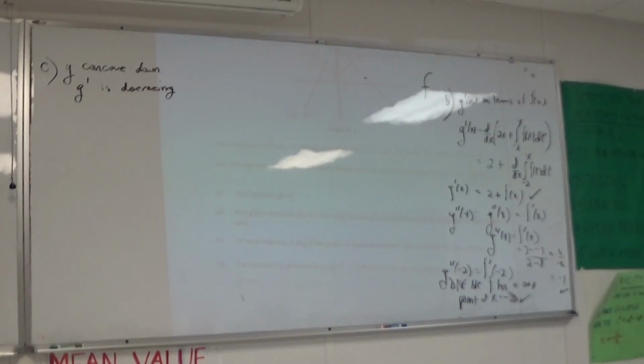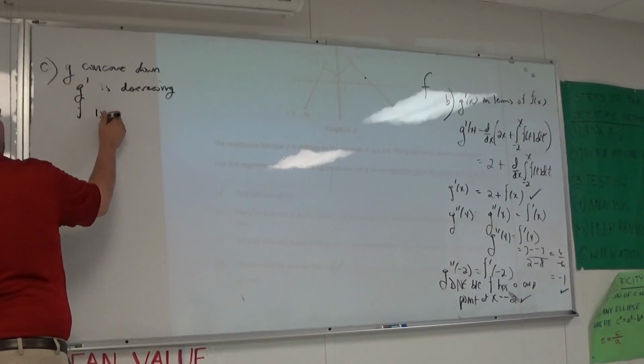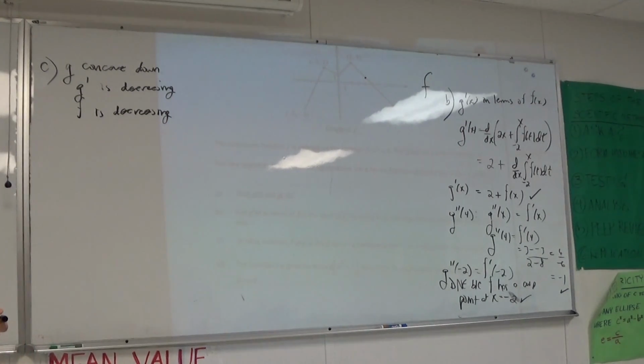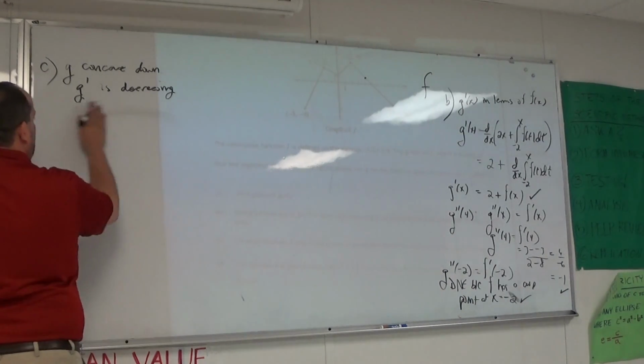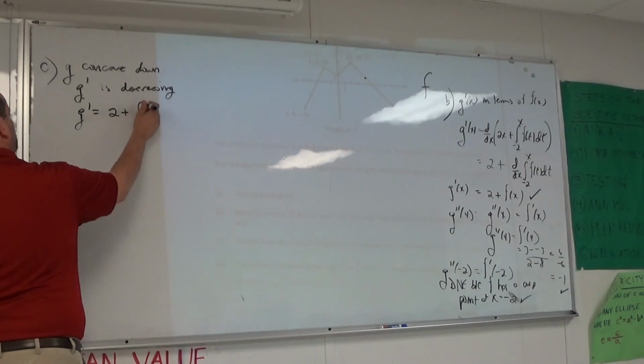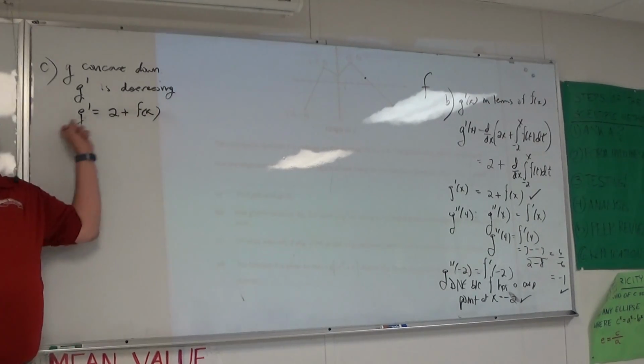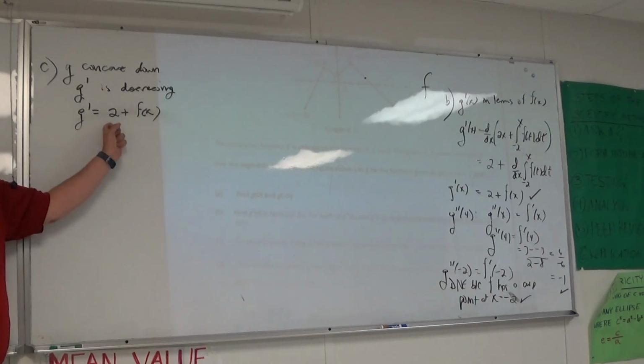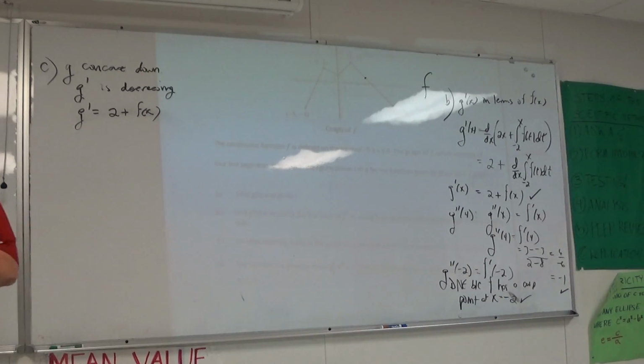Well, I don't see G prime anywhere. But G prime is F. Right? So F is decreasing. Wait, is that true? No. G prime and F aren't the same, are they? G prime is 2 plus F of x. Yeah, we've got to be careful here. G prime and F are not exactly the same. You've got G prime is F of x plus 2. Well, what does that 2 do to the graph? It pulls it up. It's a shift up, right?